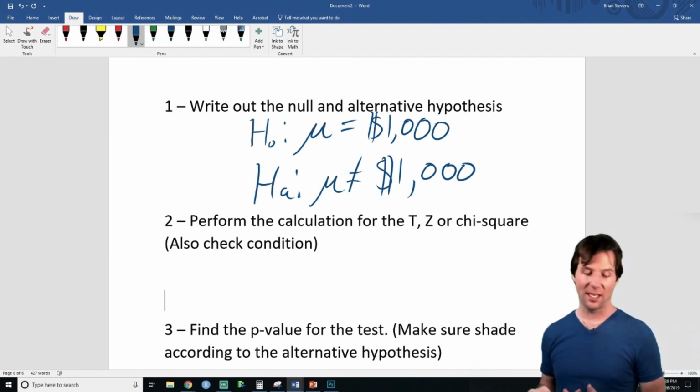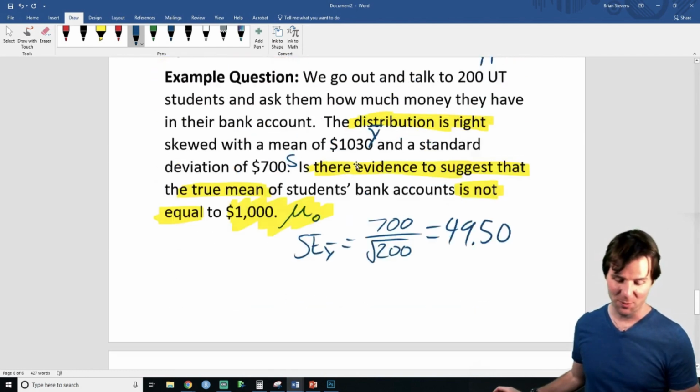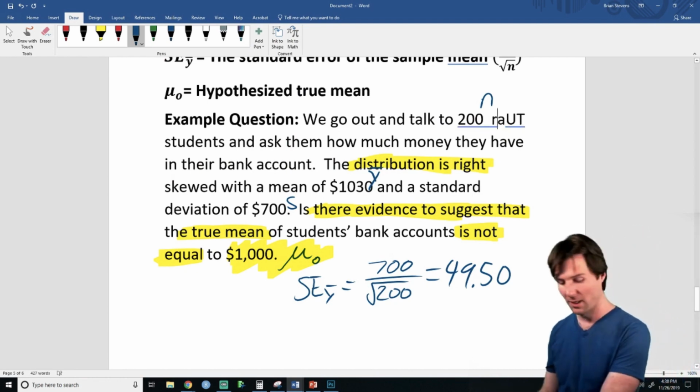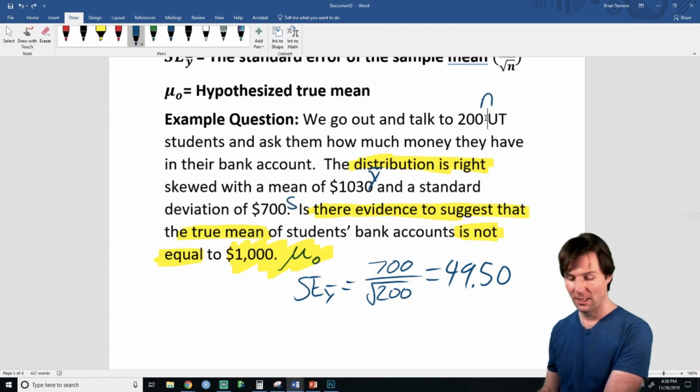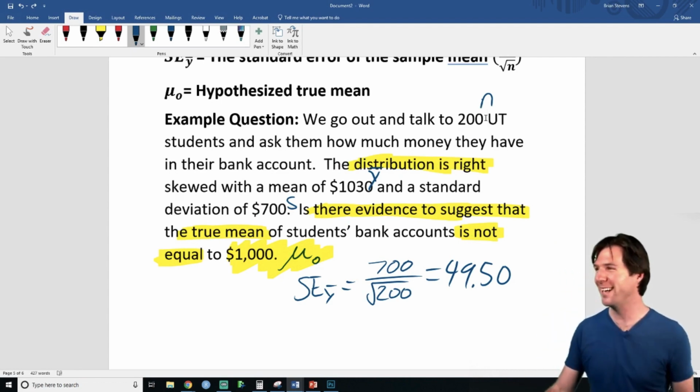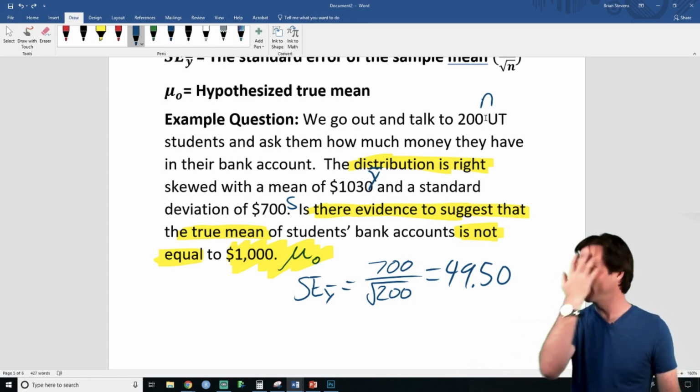That means we randomly selected these, and I might not have said that in my problem. 200, let's just fix that. It's not going to move it. It didn't move it. So mine would fail the condition because I didn't say it was random. So make sure your problem states that they're random.